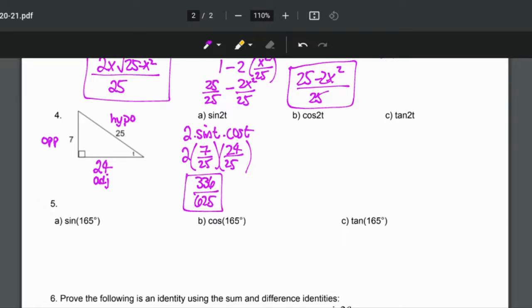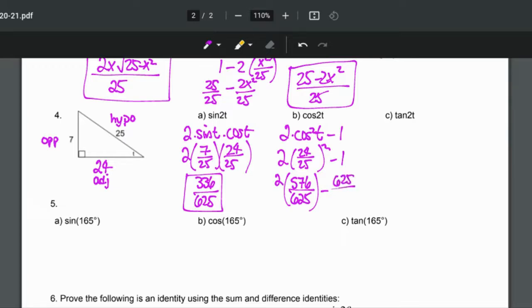For cosine of 2t, pick any of the equations for cosine of double angles, and I'm going to go with 2 cosine squared t minus 1. So I need to figure out what's cosine, which we figured out in part A was 24 over 25, and I need to square that. So when I square that, I get 576 over 625, which I need to multiply by 2. And then I'm going to change 1 to be 625 over 625. And then when I simplify, I get 527 over 625.